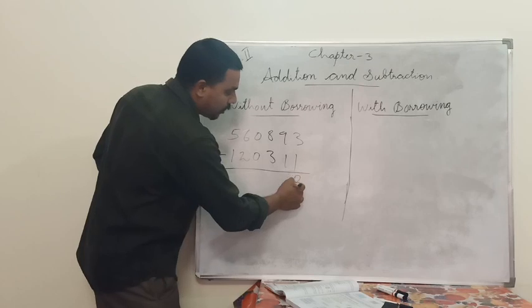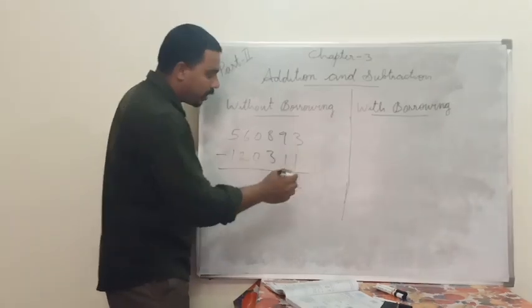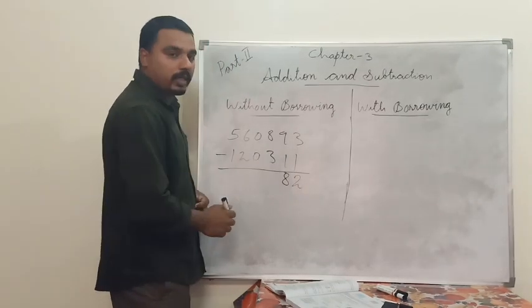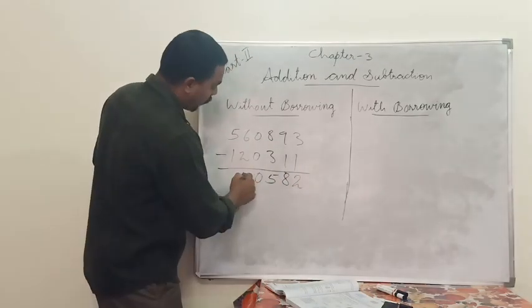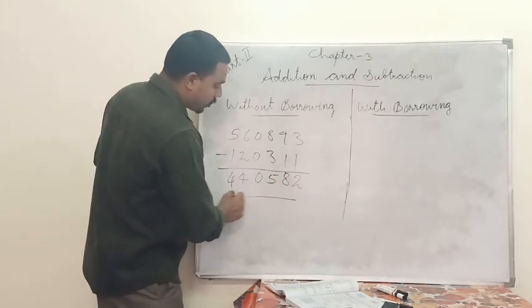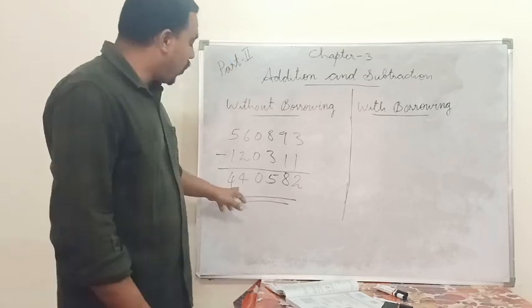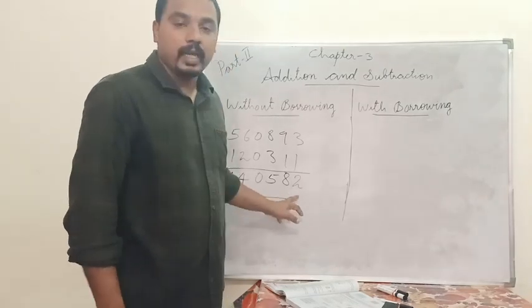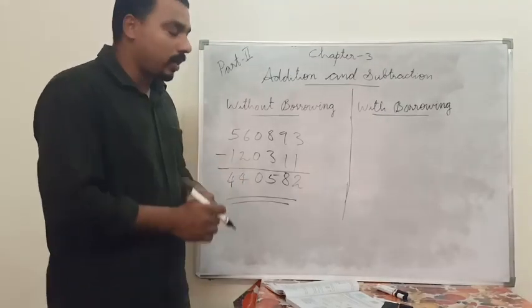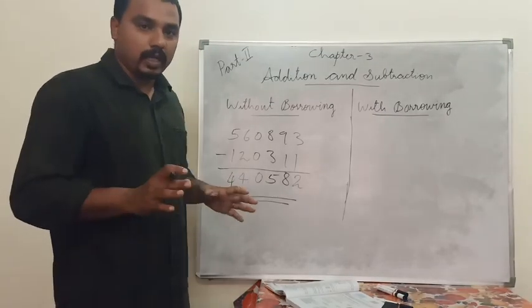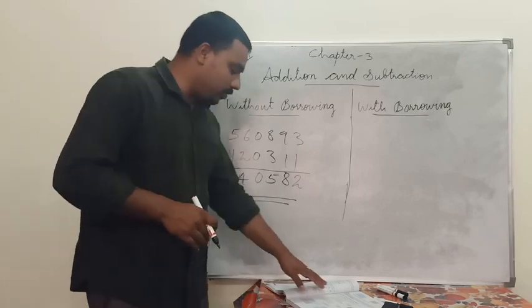3 minus 1 is equal to 2, 9 minus 1 is equal to 8, 8 minus 3 is equal to 5, 0, then 4, again 4. So we have got the difference 4,40,582. Okay, you know how to subtract without borrowing. Is it clear? Some questions are there, you have to solve these.